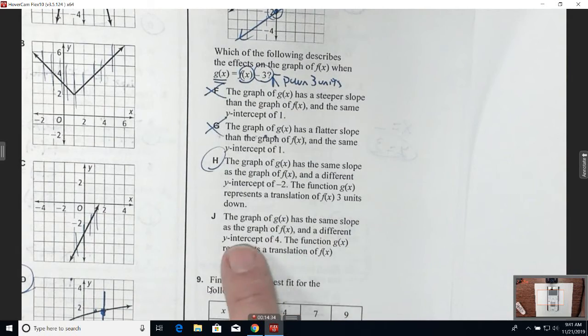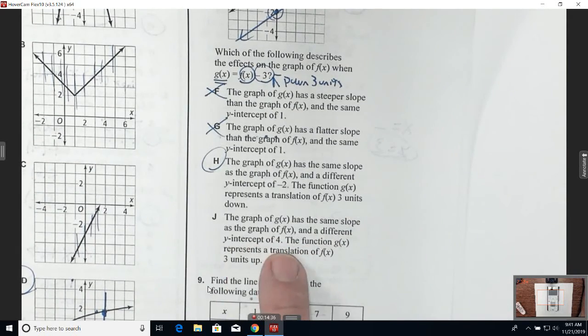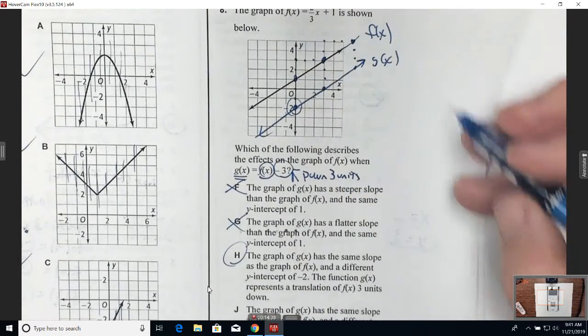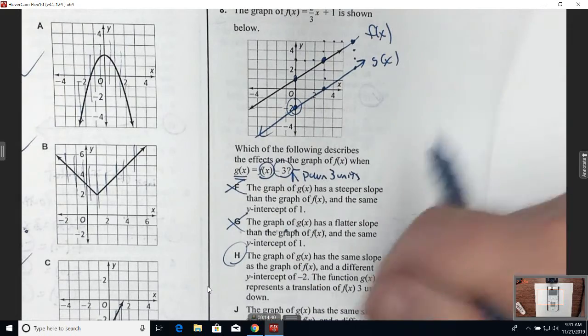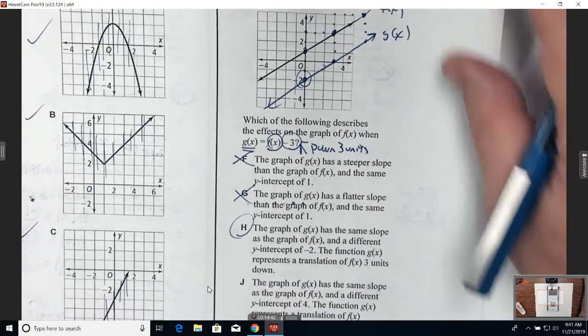The graph of g of x has the same slope as the graph of f of x and a different y-intercept of a positive 4? No, the y-intercept's not a positive 4. It would be a negative 2 when you move it down. Y'all follow that?